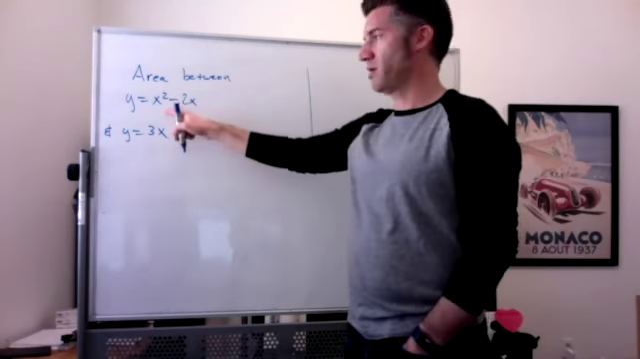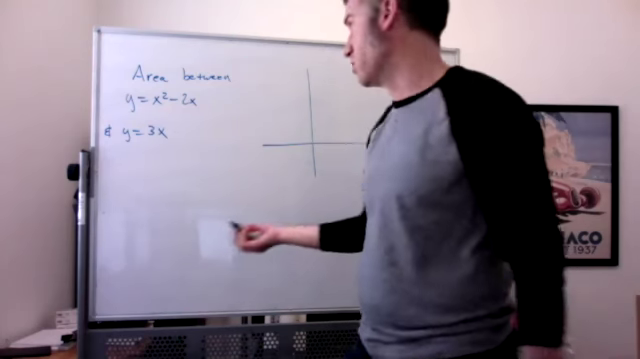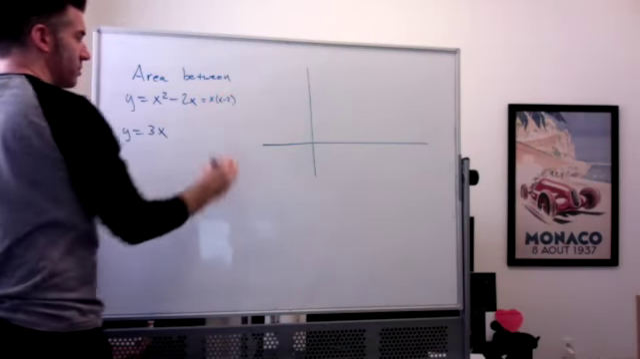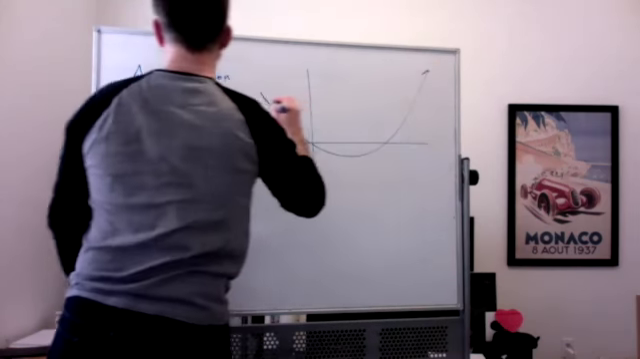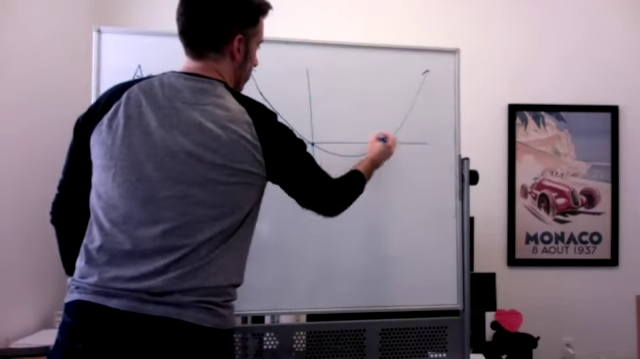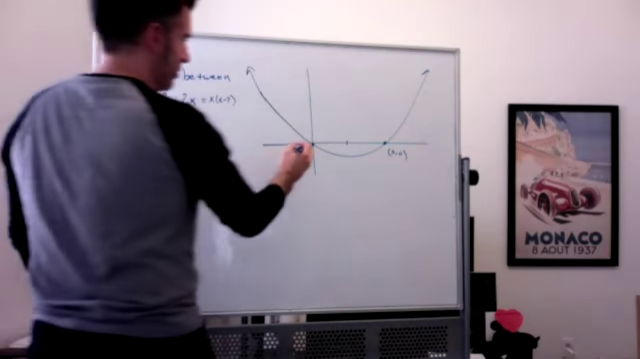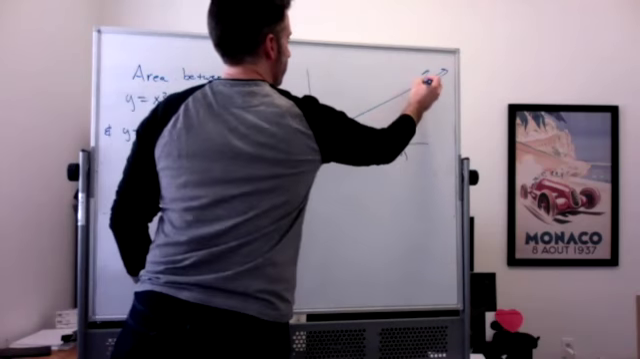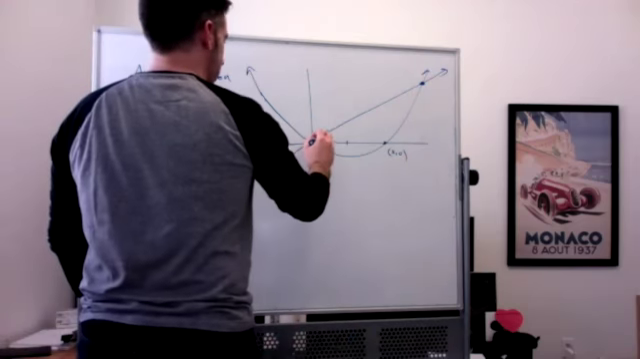So x squared minus 2x is a parabola opening upwards with an x-intercept of 0 and an x-intercept of 2. Right? You can factor this as x times x minus 2. So it looks like this. And y equal to 3x is a straight line going through the origin, looks something like that. And so we were trying to find this area here.